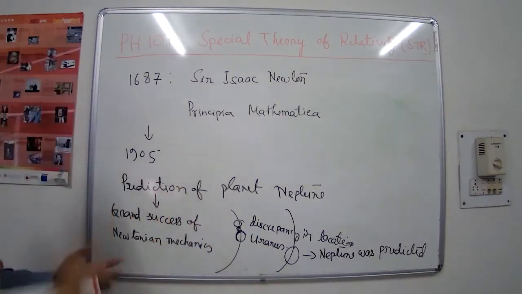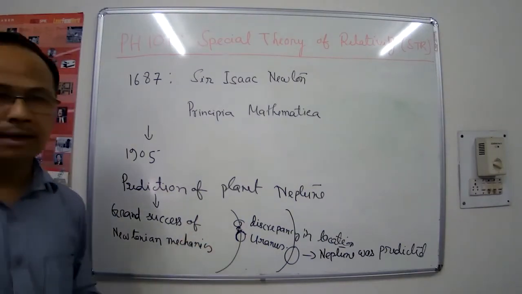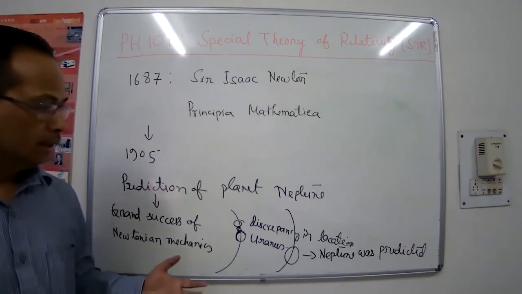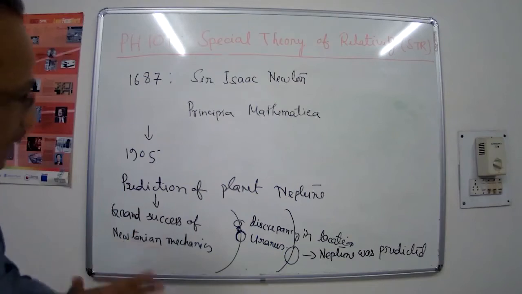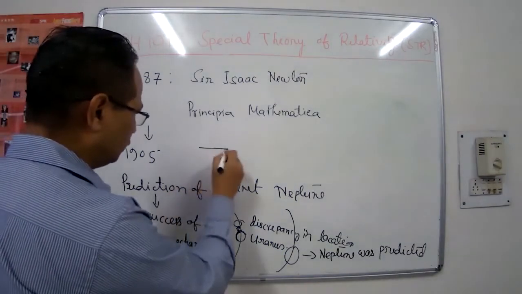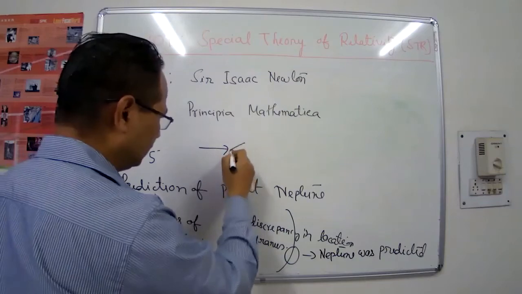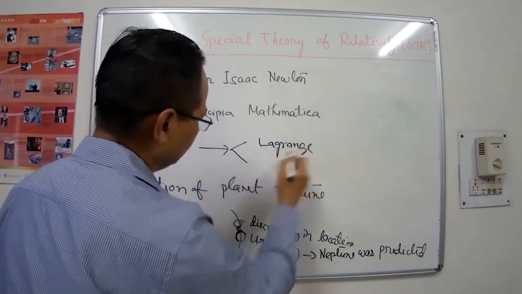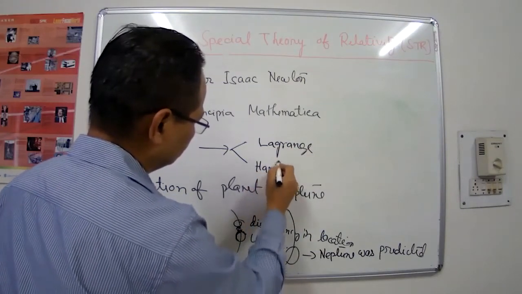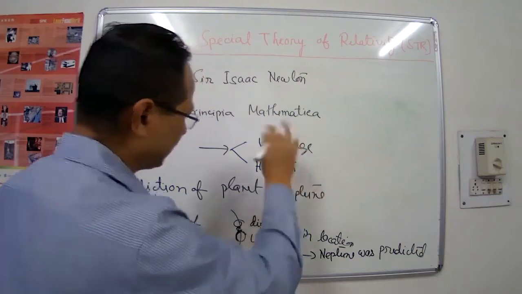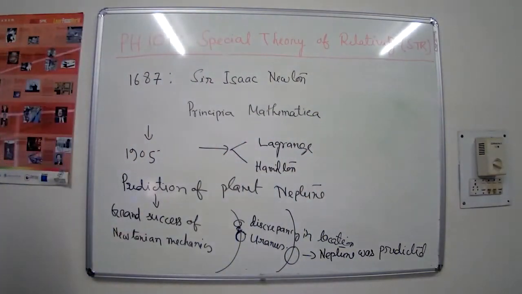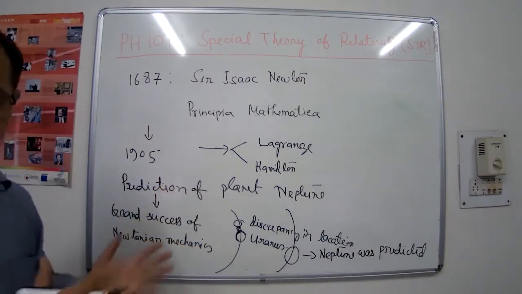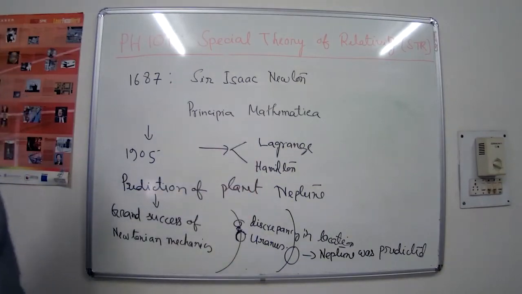So this is just an example of how overwhelming the influence of Newtonian mechanics had been for about 200 years. The formalism of Newtonian mechanics was also formulated in another manner by Lagrange and Hamilton. So the classical mechanics based on Newton's laws has been branded in a slightly different manner, although it is the same Newtonian mechanics, by Lagrange and Hamilton.